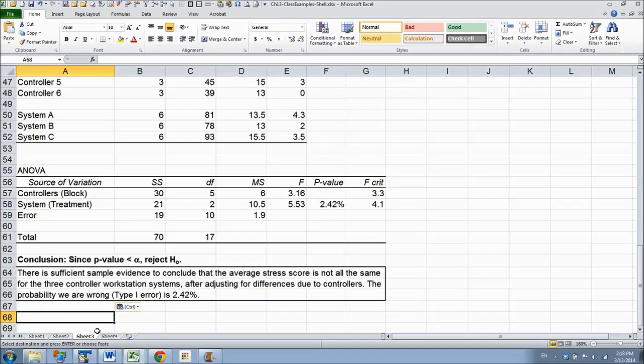So there is sufficient sample evidence to conclude the average stress score is not all the same for the three controller workstation systems after adjusting for differences due to controllers. And the probability that we are wrong, the type 1 error, is 2.42%. Now at this point, we may want to do further analysis like Fisher's LSD with Bonferroni adjustment to further analyze which of these three designs is different, which one gives the least fatigue and stress score.